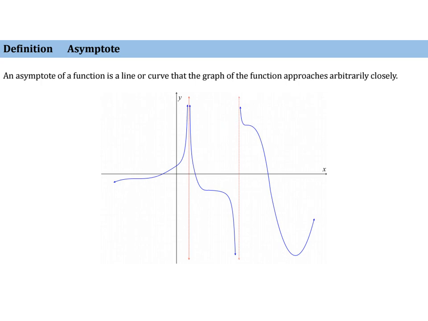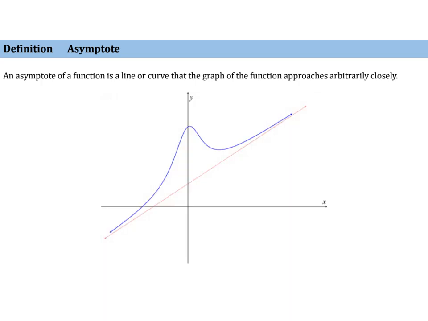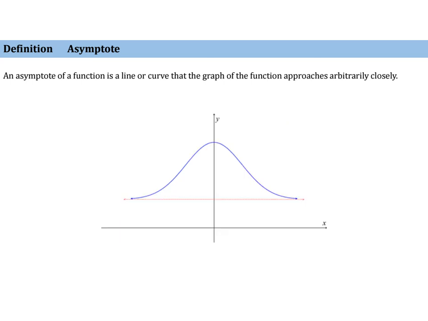Those are vertical asymptotes. But there are other types of asymptotes. Here we have an oblique asymptote. An oblique just simply means slanted. So this red dashed line is a line that our blue curve, our graph of our function, is approaching arbitrarily closely. So this is an oblique asymptote. Here is a horizontal asymptote. This red dashed line is our asymptote, and our blue function is approaching it arbitrarily closely.